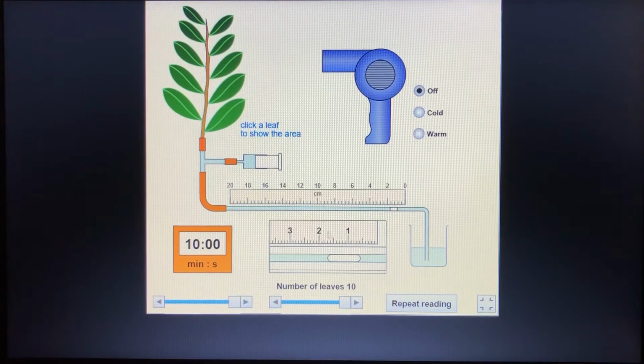Repeat reading, 1.7. Repeat reading, and we're back to 1.8 again. So no anomalies there.